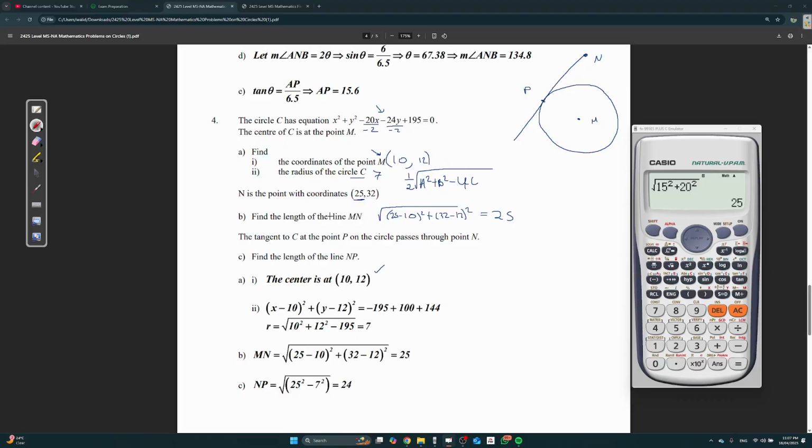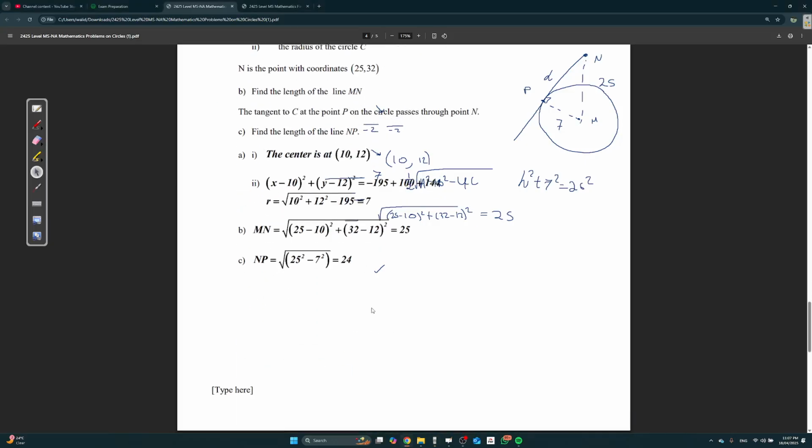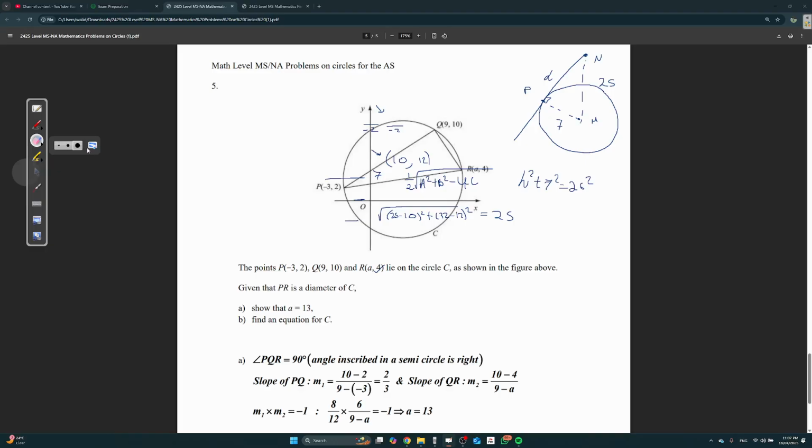But I'm remembering they asked me to find the radius, which is 7. So the distance from M to P is 7. They asked me to find the length of MN. So the distance from M to N is 25. So can't I just find NP by using Pythagoras' theorem? This is a right angle. Why? Because the radius is perpendicular to the tangent. Of course I can. So if I call this h, it's going to be h squared plus 7 squared equal to 25 squared. So we can easily find h by doing 25 squared minus 7 squared, and the radical of that answer, you get 24. So this is easy. Last one.